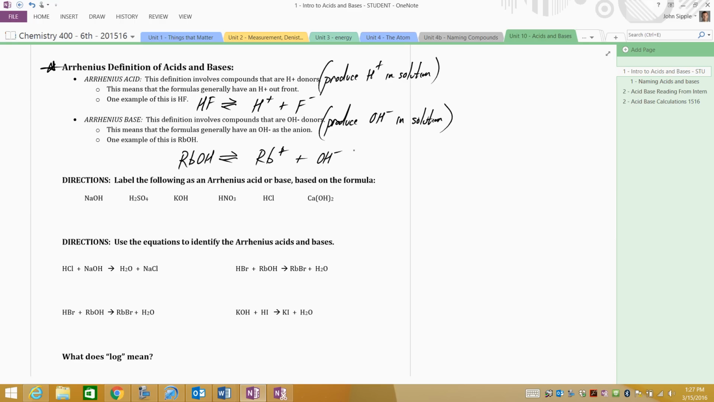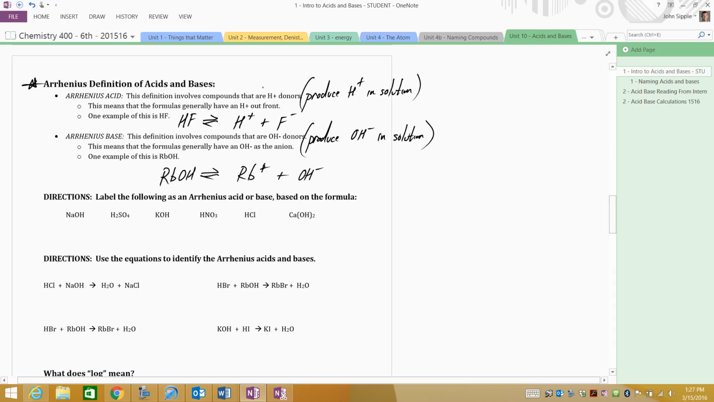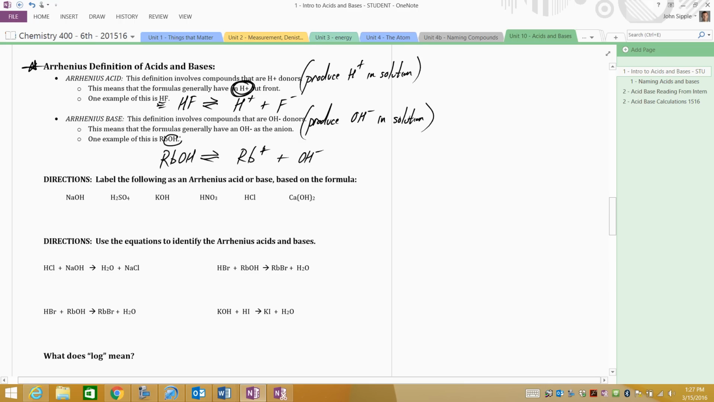So typically when you have an Arrhenius acid, that means the H is out front. If you've got an Arrhenius base, you've got hydroxide in it. It's that simple for these guys. For Bronsted-Lowry, it might be a little different. Bronsted-Lowry encompasses more than just these. So all you have to do is look at the compound and find either a hydrogen out front or the hydroxide ion in it, and you can tell if it's an acid or a base.